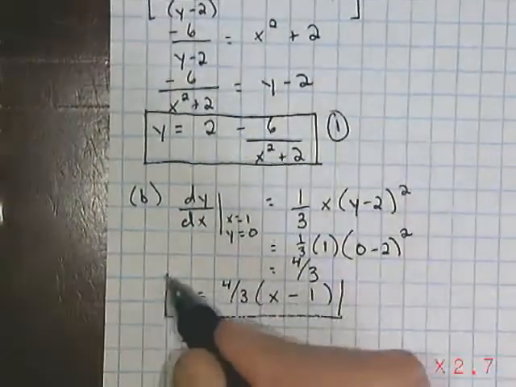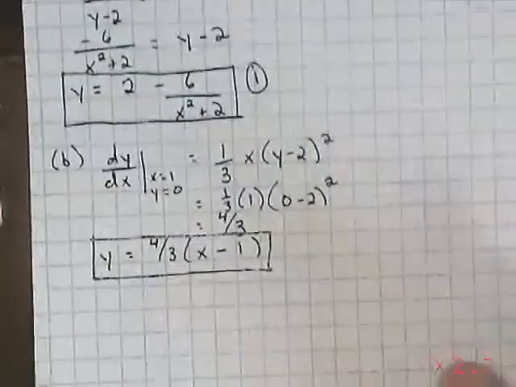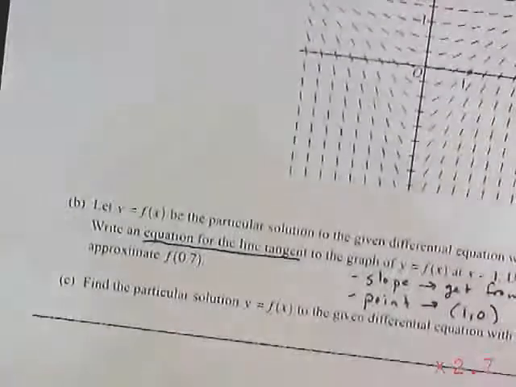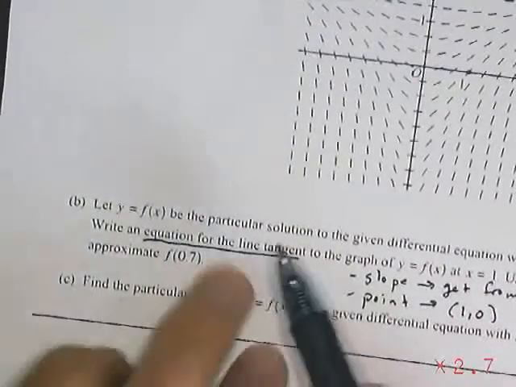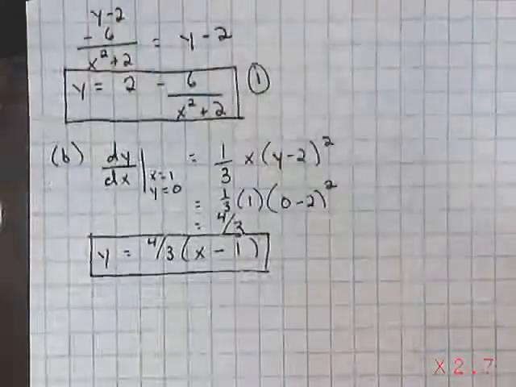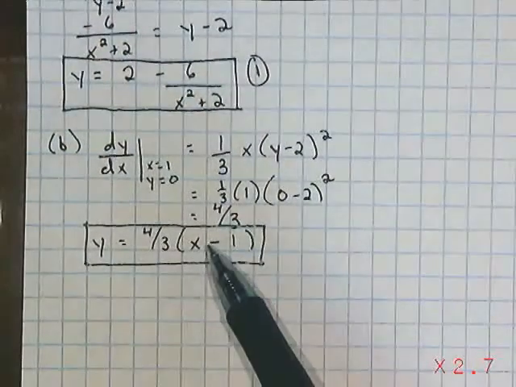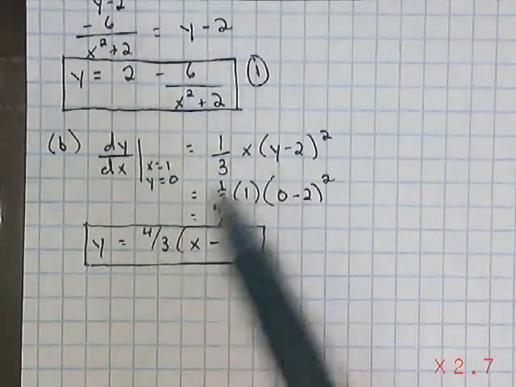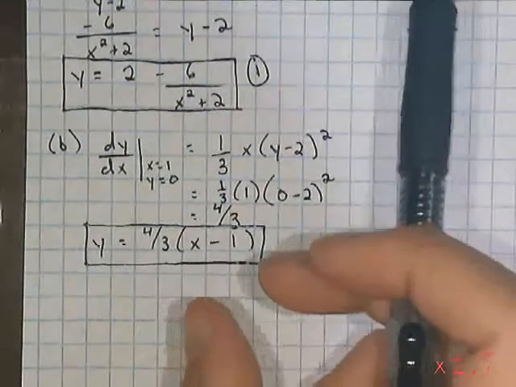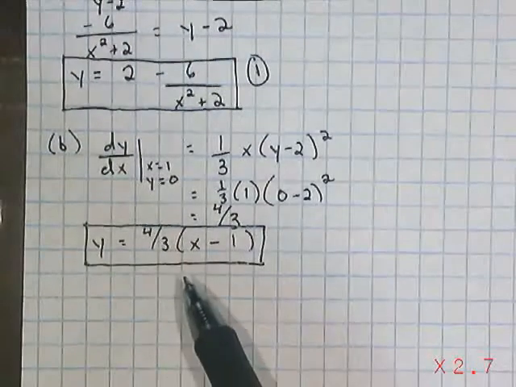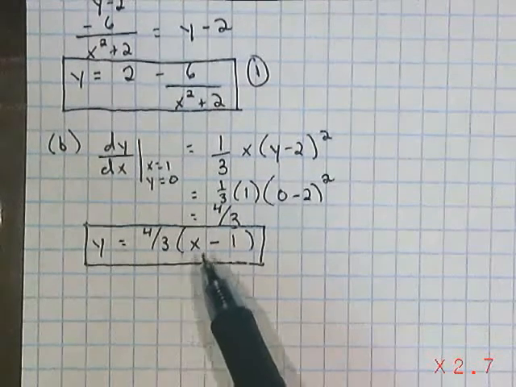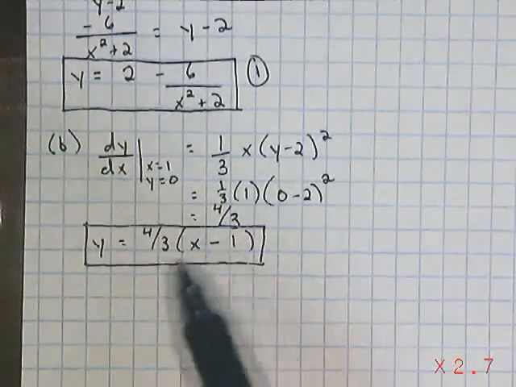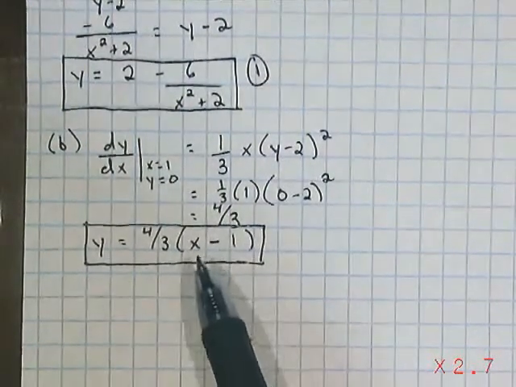And then the second part of this is they want us to approximate f of 0.7. Okay, we touched on this many moons ago, but essentially what we're going to do here is use the fact that close enough to a given point, the tangent line at that point gives a fair approximation of the function values there.